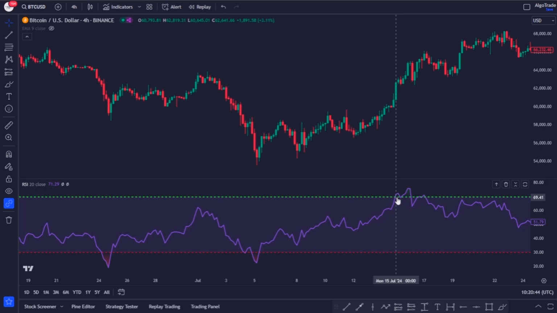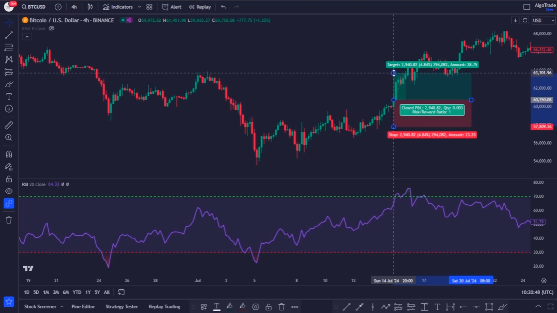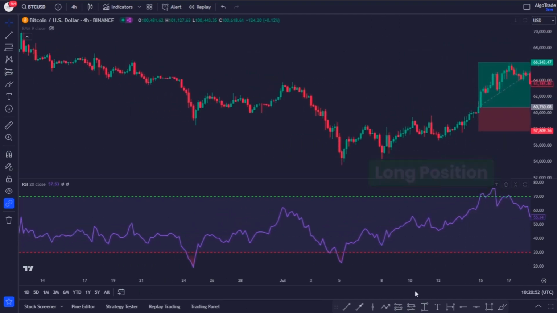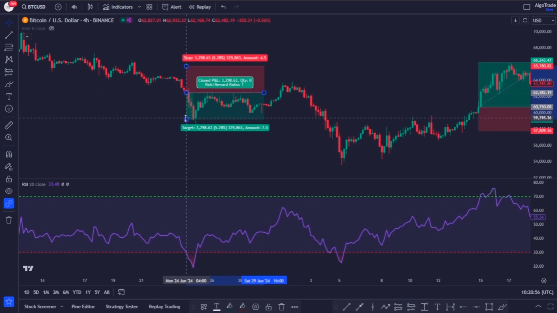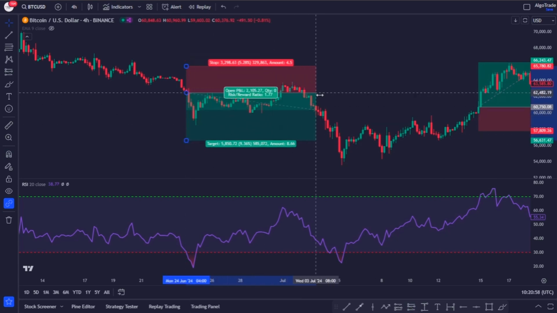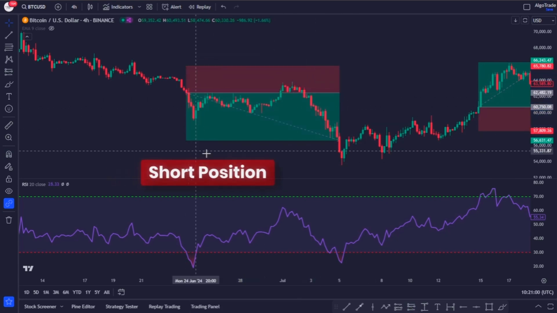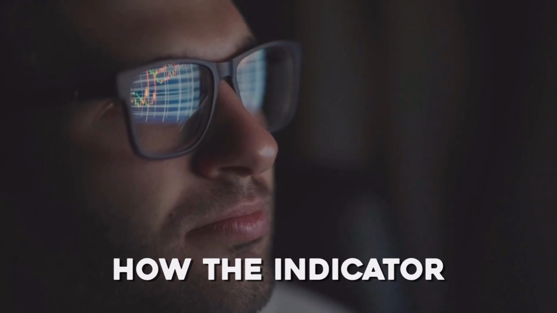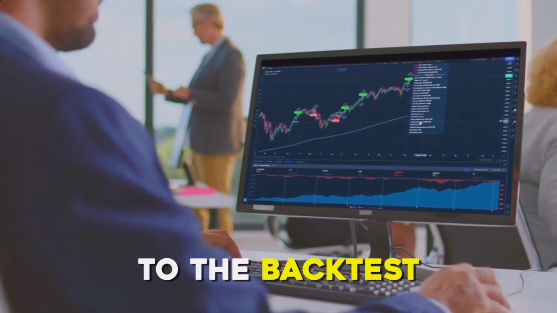When the RSI crosses above the 70 level, it indicates that the market is overbought, and we will enter in long positions. And when the RSI crosses below the 30 level, it indicates that the market is oversold, and so we will enter in short positions. Simple as that. Now that we understand how the indicator works, let's move on to the backtest.